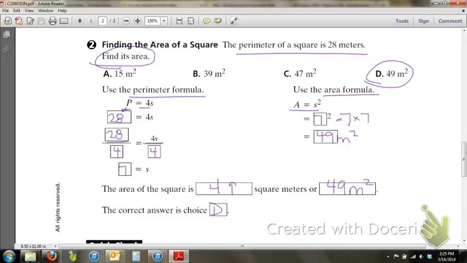Okay, so now you're going to try the 2 quick checks, perimeter and area of a rectangle, and finding the area of a square. Try those, and we'll check your work in class.